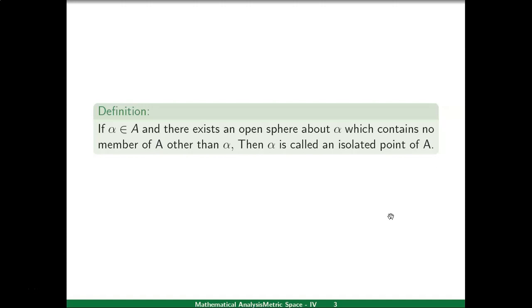Isolated point. If alpha belongs to A and there exists an open sphere about alpha which contains no member of A other than alpha, then alpha is called an isolated point of A.